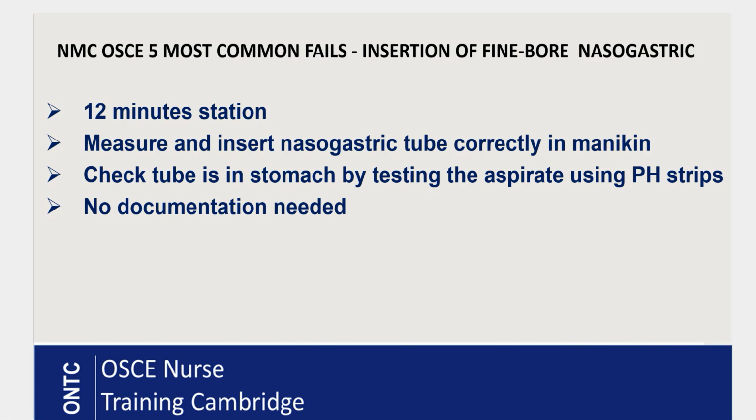Just to recap, it is your 12-minute clinical skill station. You need to measure and insert the nasogastric tube correctly. You also need to check if the nasogastric tube is in the stomach by testing the aspirate using pH strips, and there is no documentation. You just need to verbalize your measurements for the nasogastric tube, and when you check the pH you need to verbalize the value of that pH, but there is no documentation. So that's your 12-minute station.